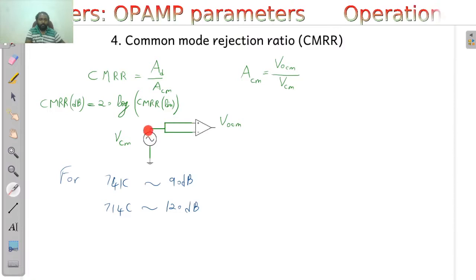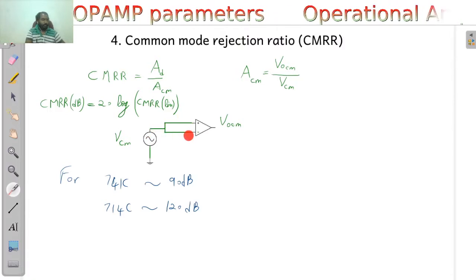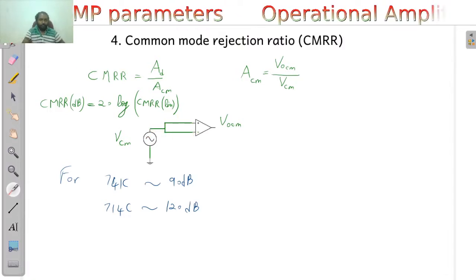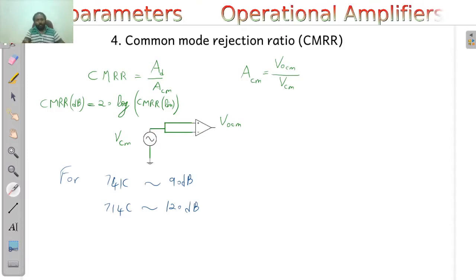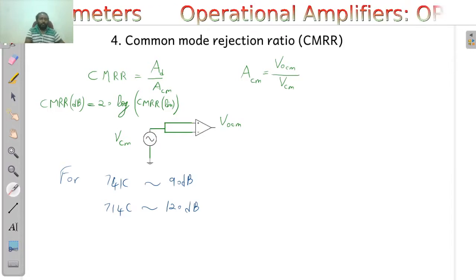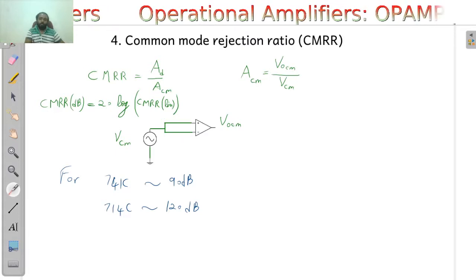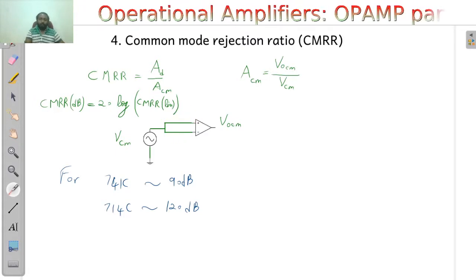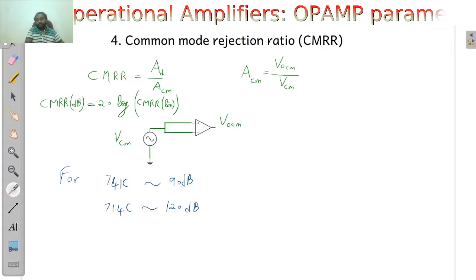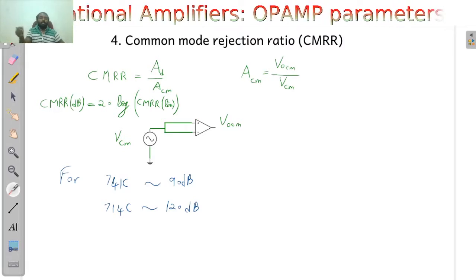So this signal is common to both the inputs of the operational amplifier, so it acts as a common mode signal. Another example is noise. Usually noise will be acting simultaneously on both the inputs. The advantage of the operational amplifier is that it can reject this due to differential gain amplification.